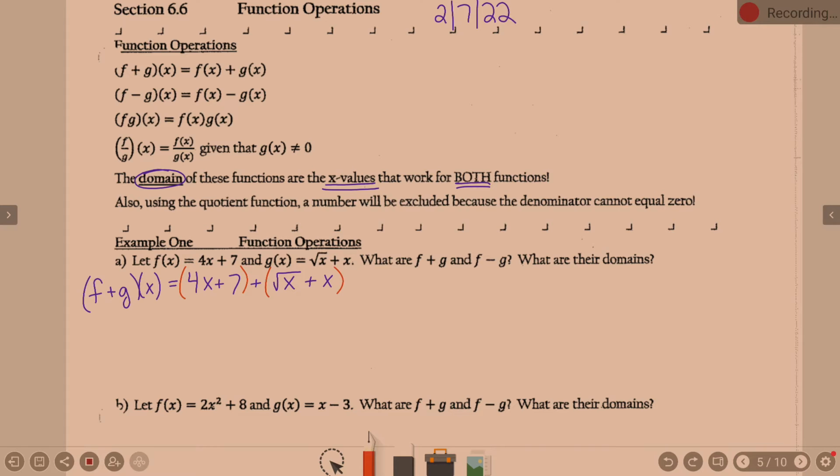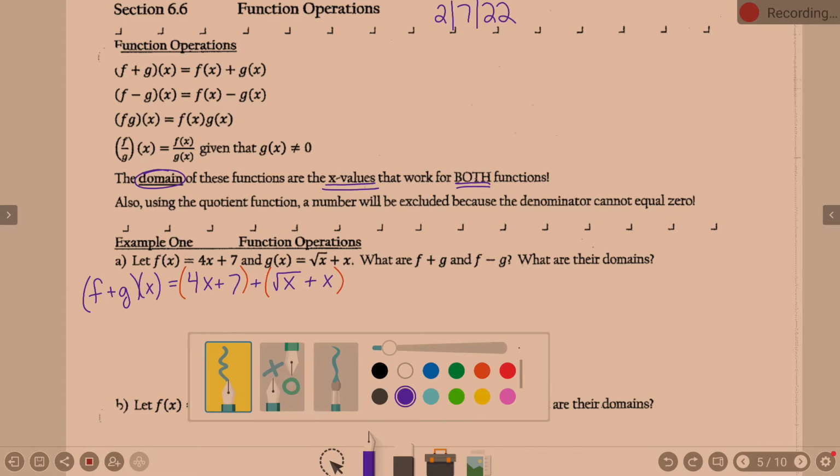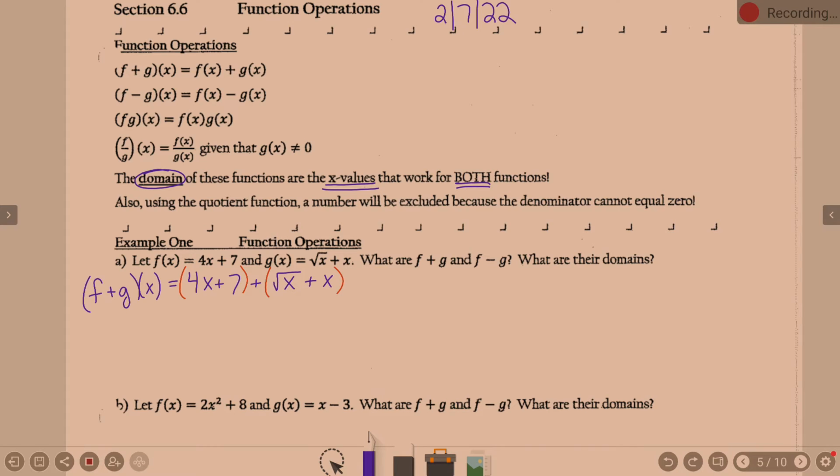We're looking for any like terms. So what do you guys see here in the way of like terms? Okay, 4x adds to 1x. And what is 4x and 1x? 5x. Any other like terms? Okay, no other like terms. So at this point, it would just be about carrying the other pieces down. What are my other pieces I need to include? A plus 7, and a square root of x.